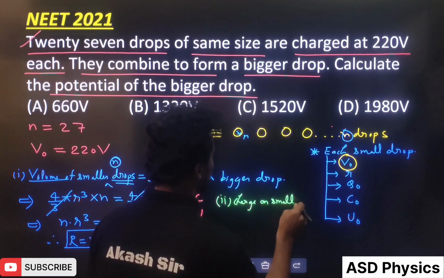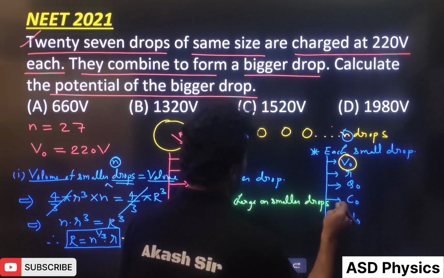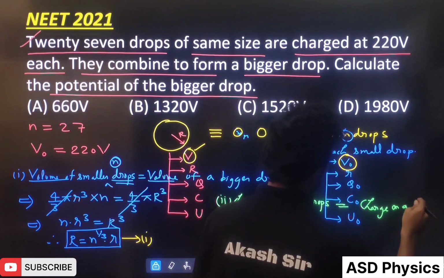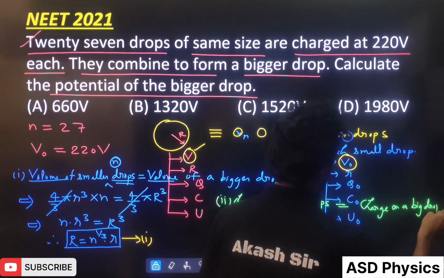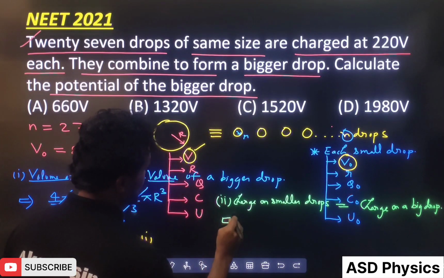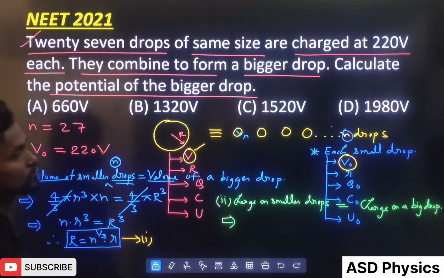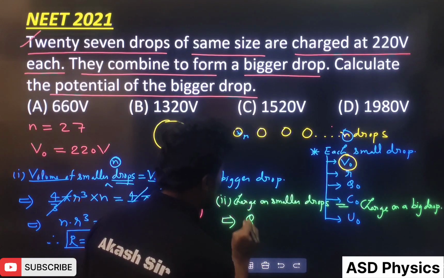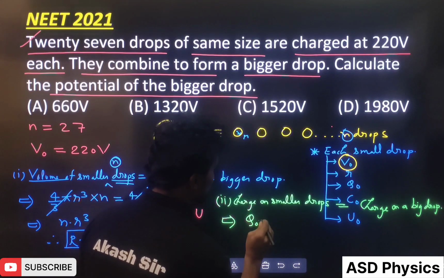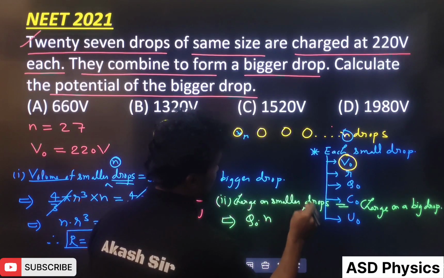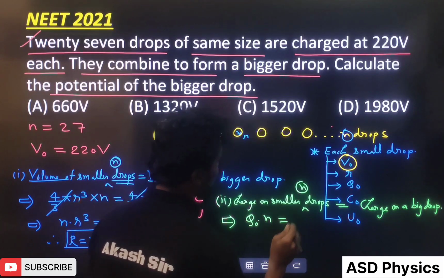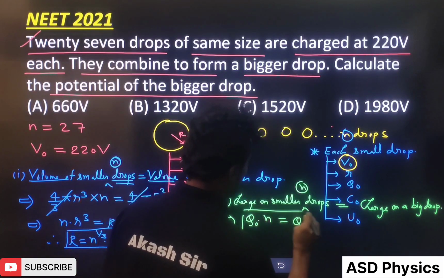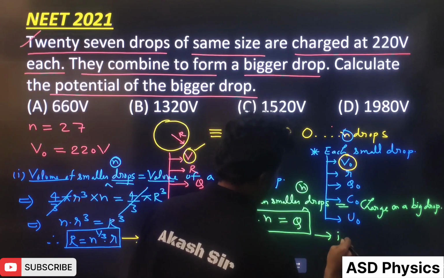The charge on the smaller drops will be equal to the charge on the big drop. Each and every small drop has charge q naught. N drops are there, so the total charge of the n smaller drops is equal to the charge on the bigger drop, Q. So we can write Q equals n q naught.